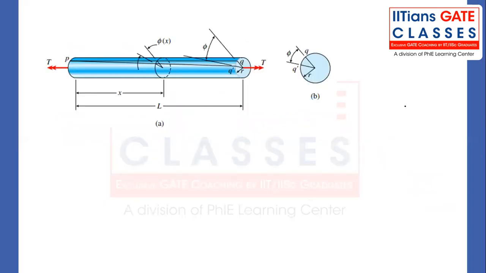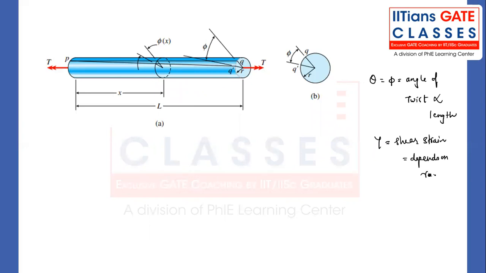One important relation is there between the shear strain and the angle of twist. Theta or phi, we call this the angle of twist. Generally, the angle of twist is proportional to length, that means it depends on the length. Whereas the shear strain depends on the radius. It does not depend on the length. Let me show some of the important figures regarding that.